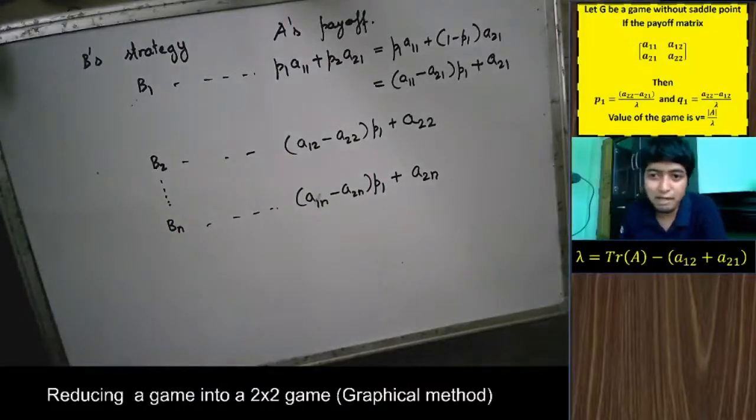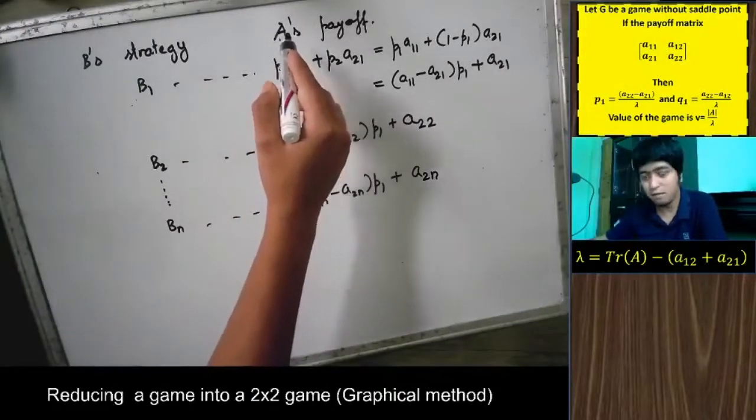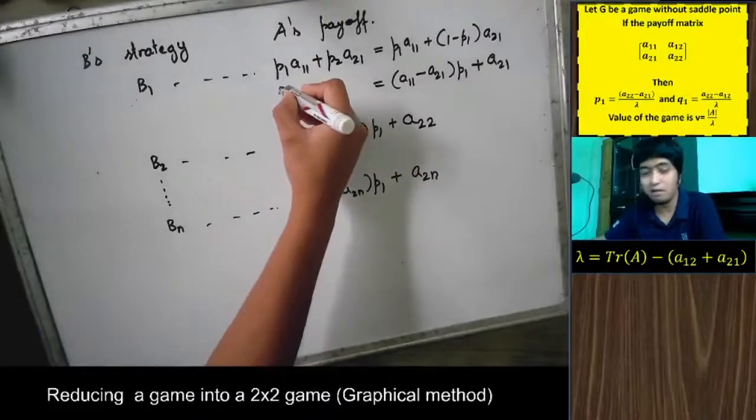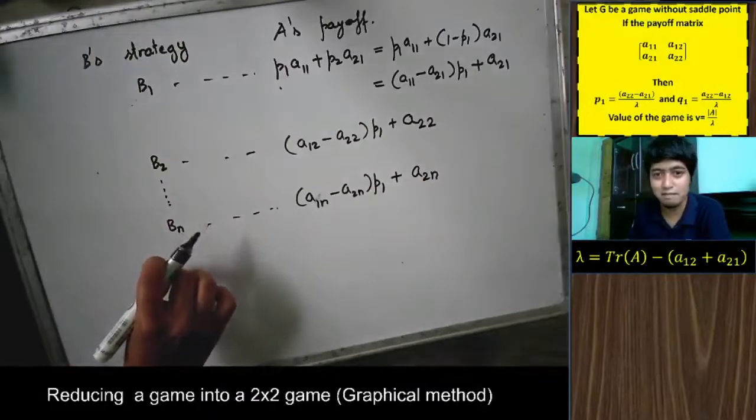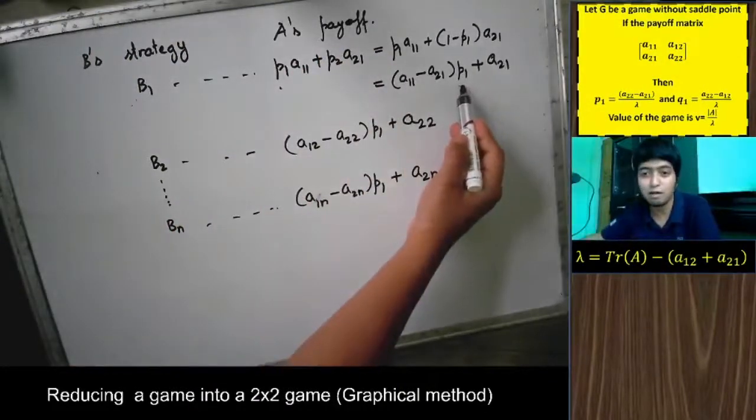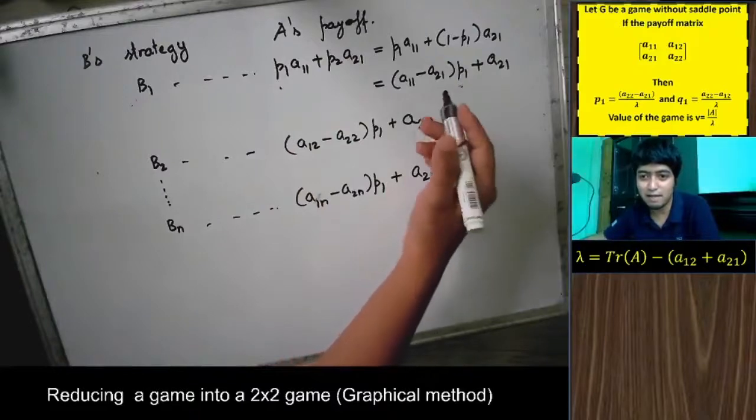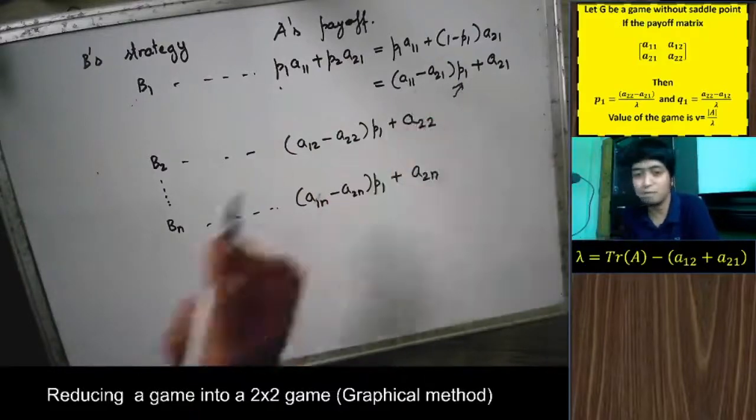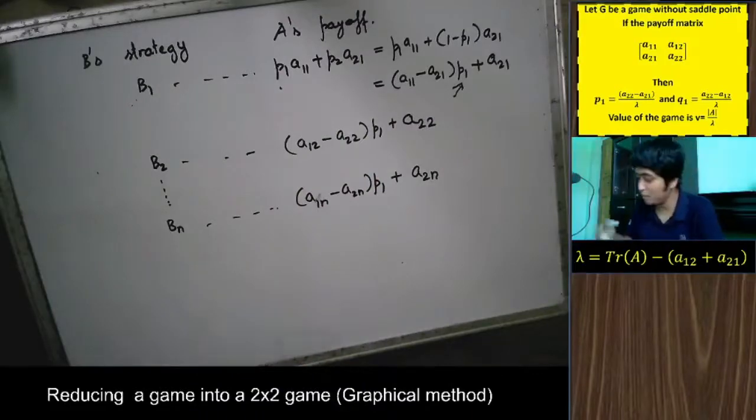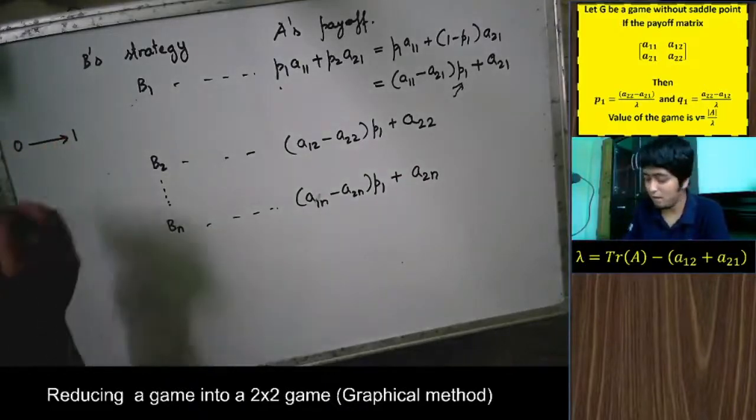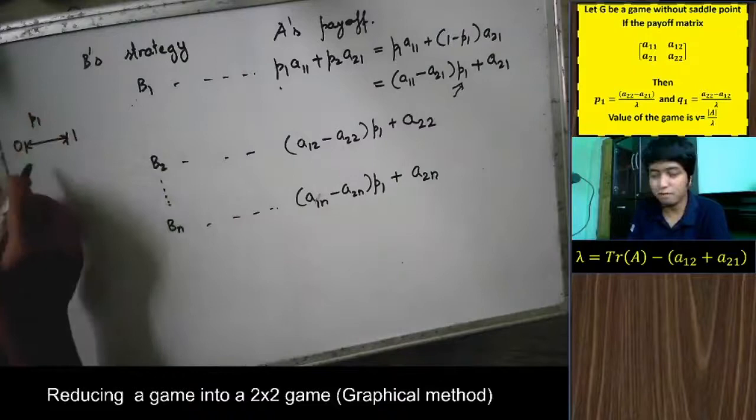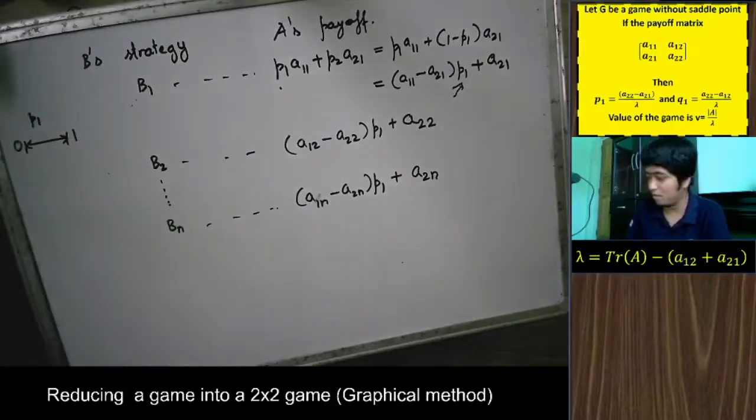So now, what can we notice from over here? We notice that A's payoff depends only on the probability P1. For each strategy that B is using, A's payoff depends only on P1. That is what can change. This probability P1 is like a variable. It can change, but it can only change from 0 to 1. The probability P1 can only lie between 0 and 1, because these numbers are all fixed from the payoff matrix.